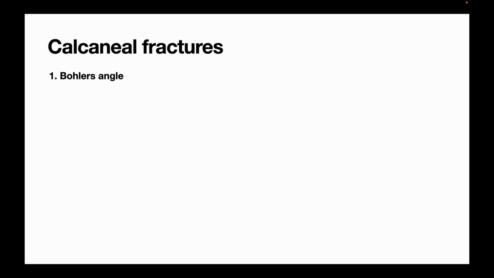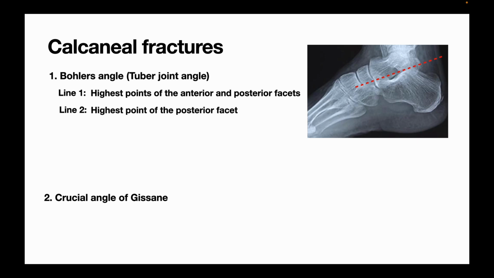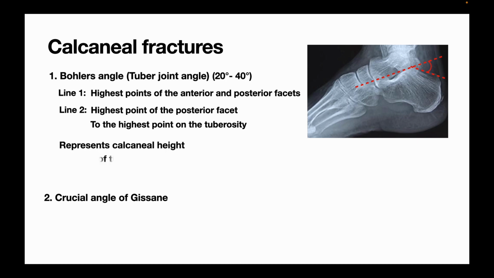Key testable knowledge in calcaneal fractures are Bohler's angle and crucial angle of Gissane. Bohler's angle is also called the tuber joint angle and is formed by the line joining the highest points of the anterior and posterior facets of the calcaneus with a line joining the highest points of the posterior facet and the calcaneal tuberosity. It is usually around 20 to 40 degrees. Bohler's angle represents the calcaneal height and the position of the facets.